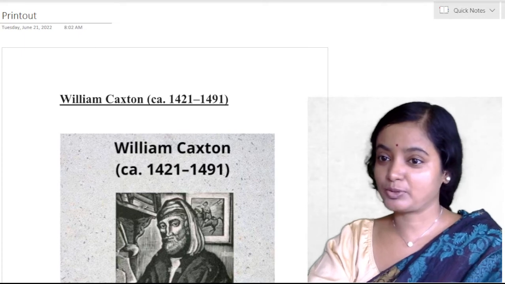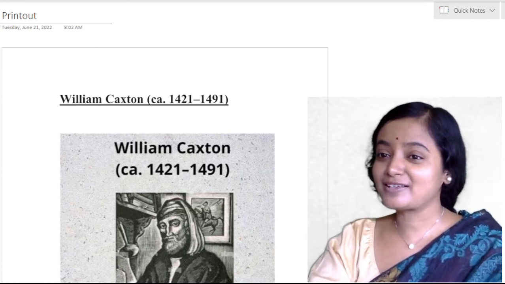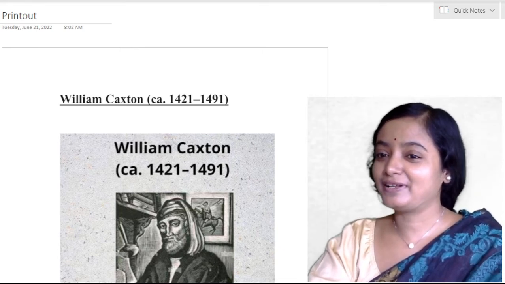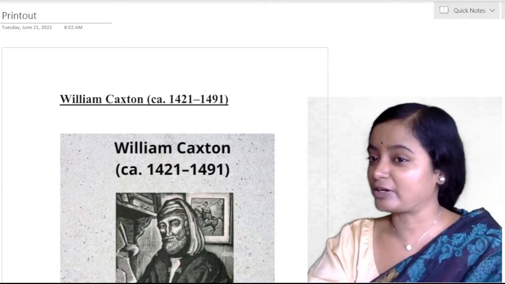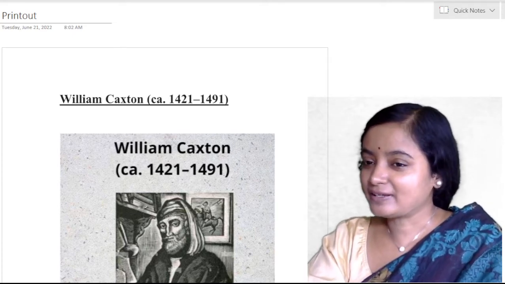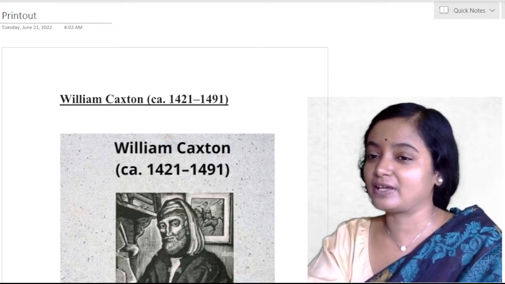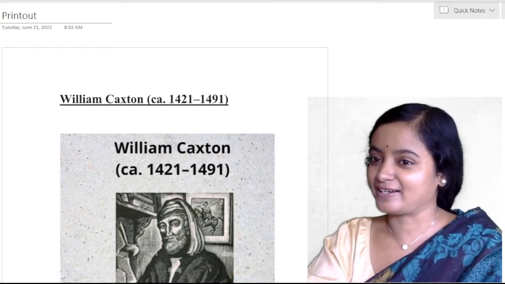Today we are going to talk about William Caxton. And who was he? He was a printer who brought the printing machine to England. And you know, we have already talked about that printing machine. The discovery of the printer is a very important factor in the growth of the Renaissance and in circulating ideas.